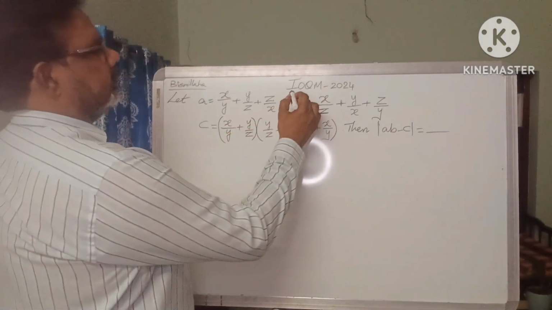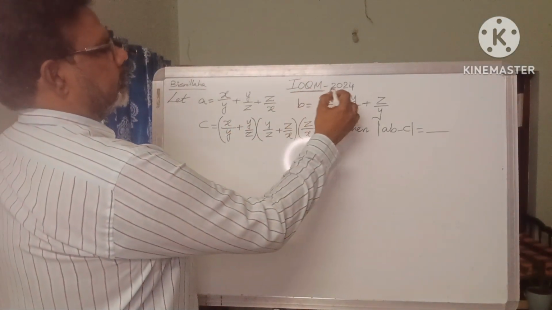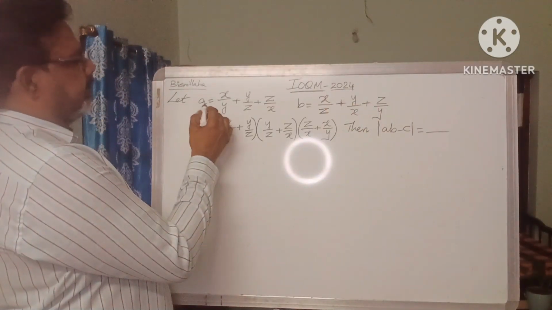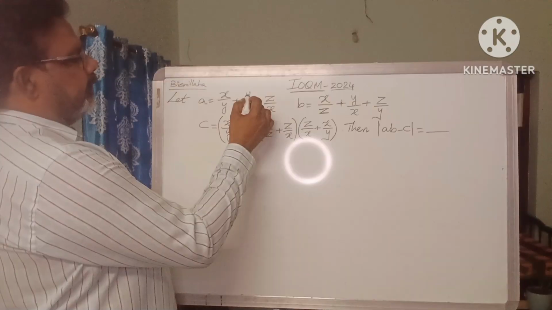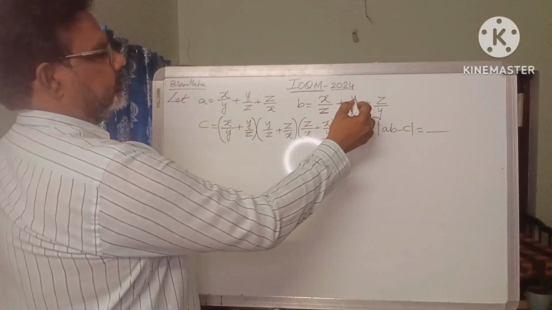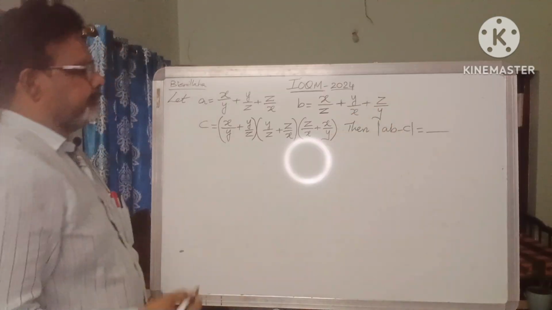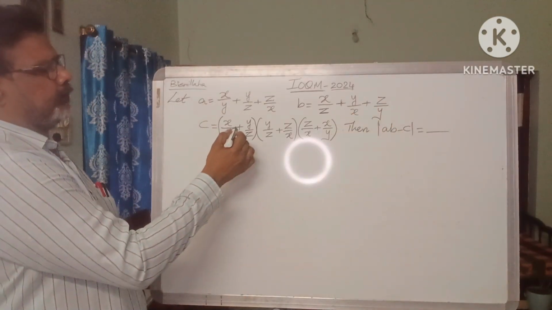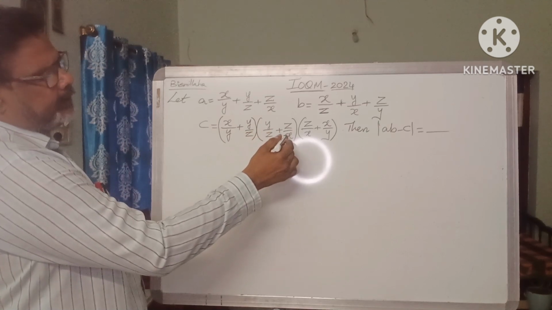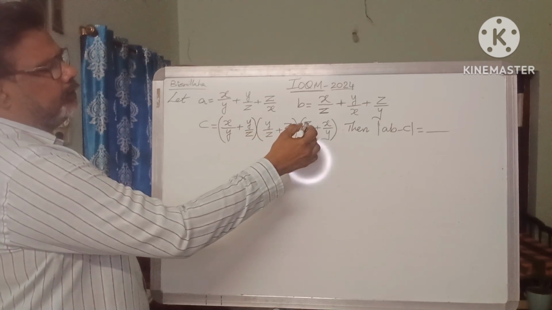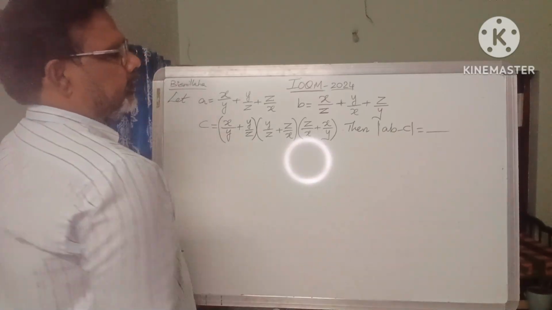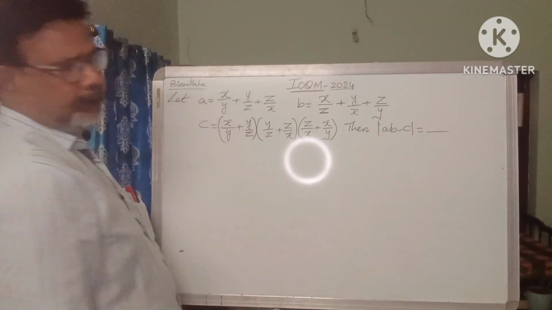Today we are going to see one question from IOQM 2024. The question is: given, let A equal to x by y plus y by z plus z by x, B is equal to x by z plus y by x plus z by y, C is equal to (x by y plus y by z) into (y by z plus z over x) into (z over x plus z over y), then what is the value of mod AB minus C?